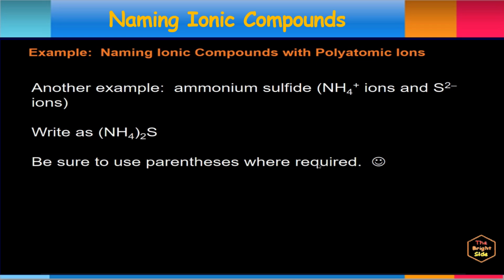Okay? And again, the name is just going to be ammonium sulfide without any prefixes. We don't call it diammonium sulfide, for instance. It's just ammonium sulfide. We know the charges need to balance, so that's what tells us how many of those ammonium cations we need. So just be sure to use parentheses where required. You only use them with polyatomic ions. You don't use them with monatomic cations or monatomic anions, as we saw previously.